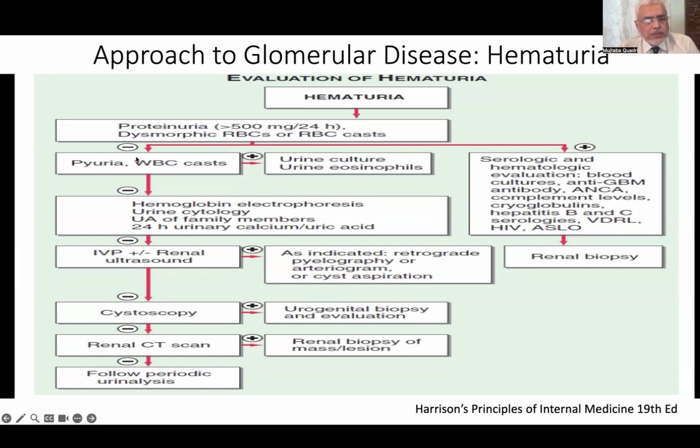However, one should think of UTI and do a urine culture to rule out UTI when there's associated pyuria, or consider hemoglobin electrophoresis or urine cytology in the right setting, along with imaging, including a renal ultrasound and CT KUB, followed by periodic urine analysis, and sometimes you may end up with a urogenital biopsy.